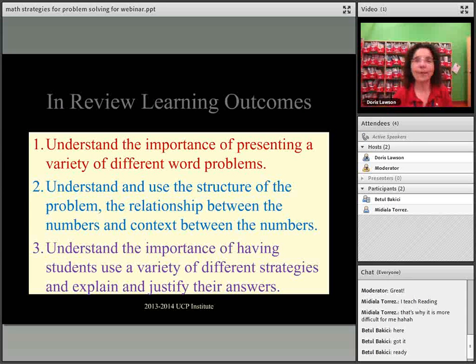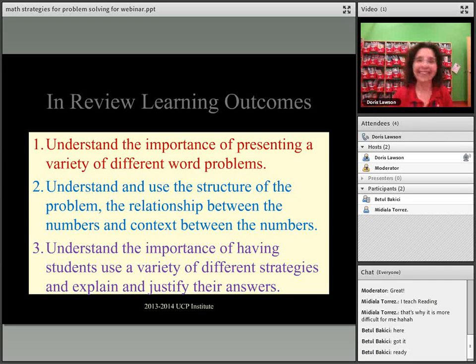So, see, I told you we were almost at the end. Here we go. In review, I want you to have understood the importance of presenting problems in a variety of different problems and in a variety of different ways. I want you to understand that each kind of problem has a structure and a relationship between the numbers and a context in which you want to put those numbers in.